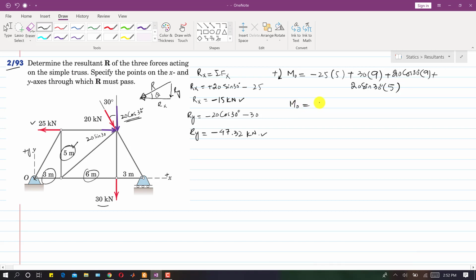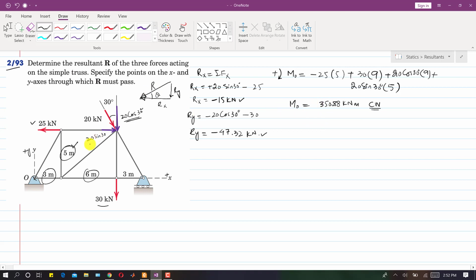So this comes out to be 350.88 kilonewton meters, right? Since it is positive, this means that this moment is clockwise. Now we will place this R at such a location that it should produce this much moment in the clockwise direction, right?